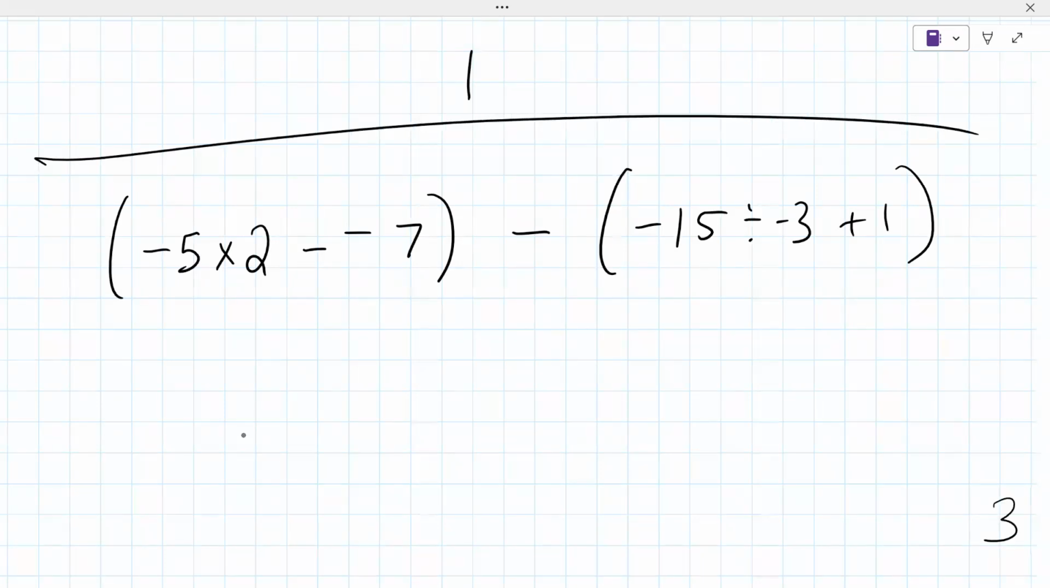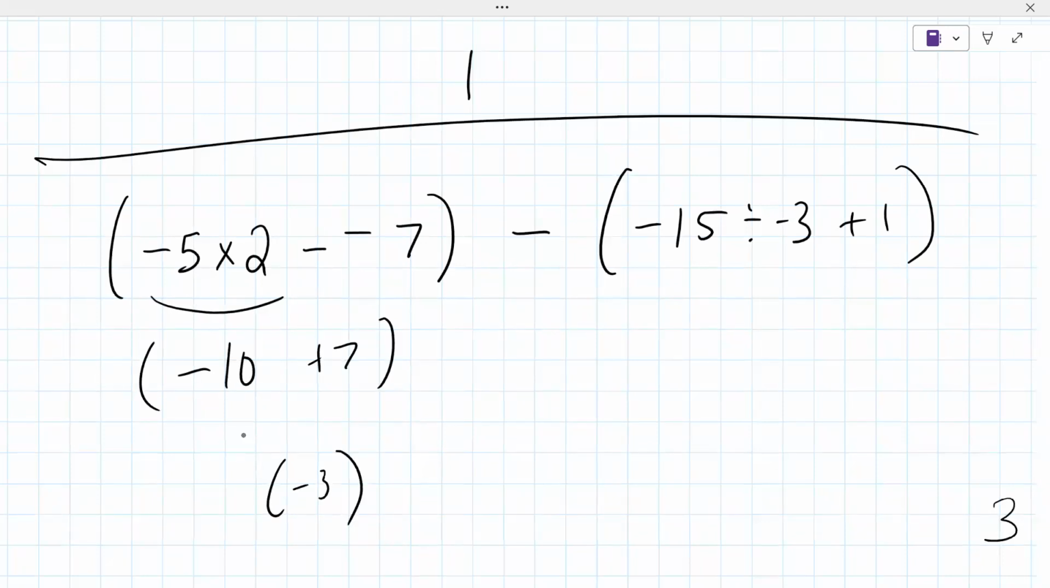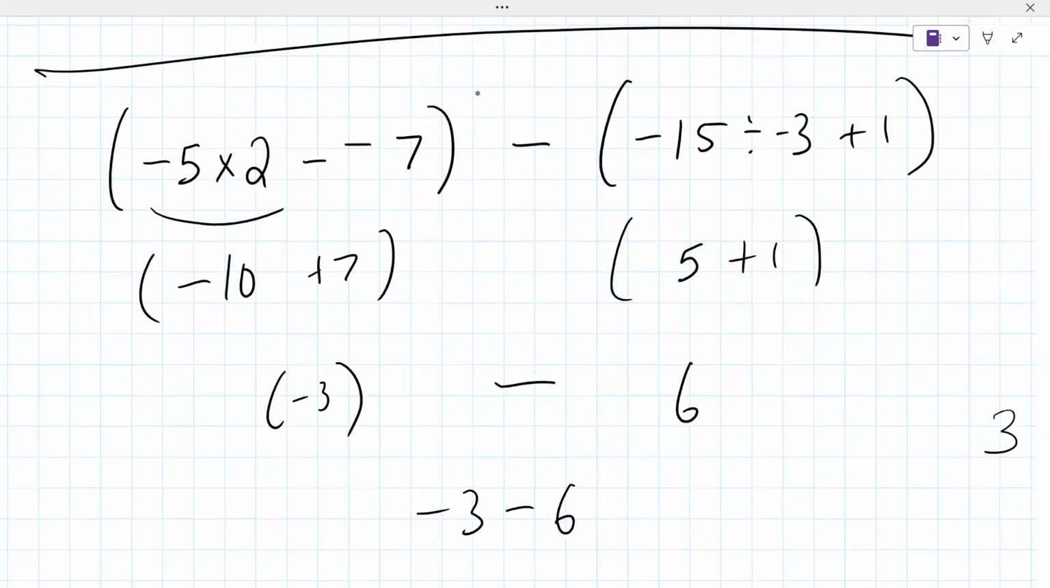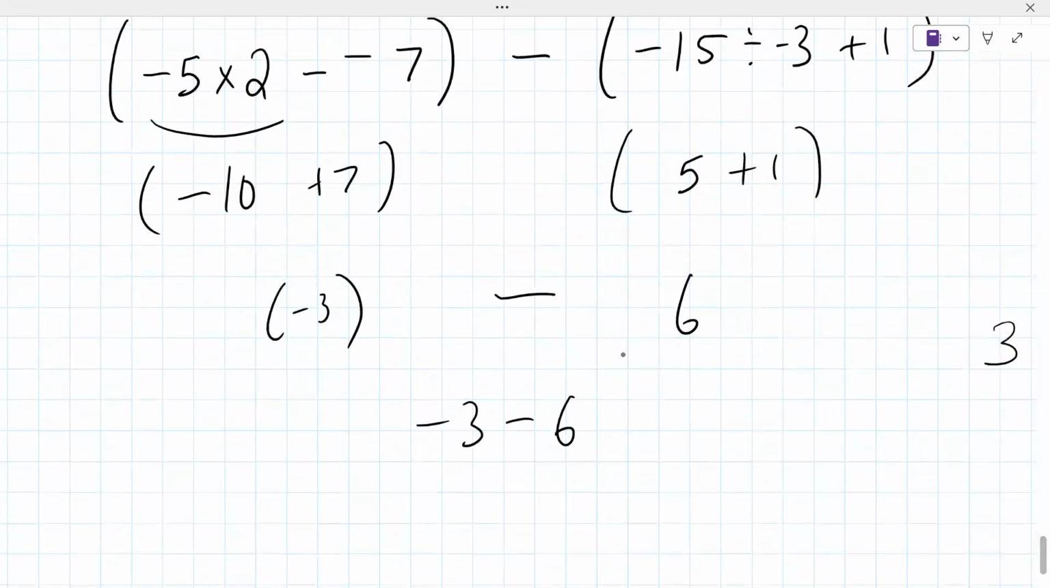Okay, let's take a look here. This is -10 plus 7, which is -3. Yes. And then inside here, it's 5 plus 1, which is 6. Yes, and then -3 subtract 6. So these are the same sign. They're same sign because it can be rewritten as -3 plus -6. Okay, that's where I messed up.